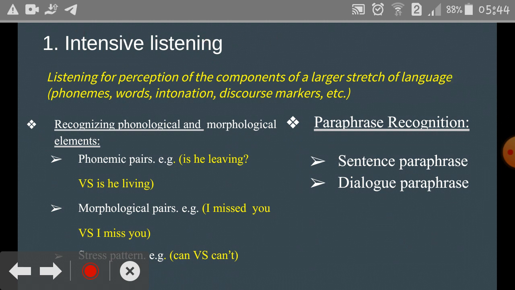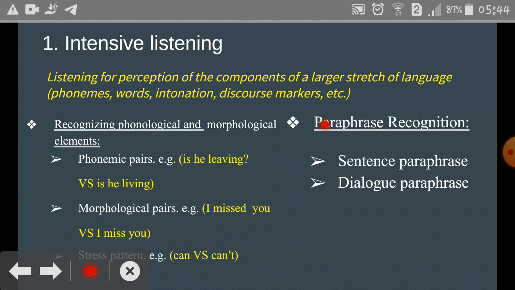So intensive listening, usually it is listening for perception of the component of larger stretch of language, like for example whether the student can differentiate between phonemes, words or intonation or discourse markers. In intensive listening, we have recognizing phonological and morphological elements, for example phonemic pairs. For example, whether the student can differentiate between the word living and also living, or I missed you with I miss you, or can with can't.